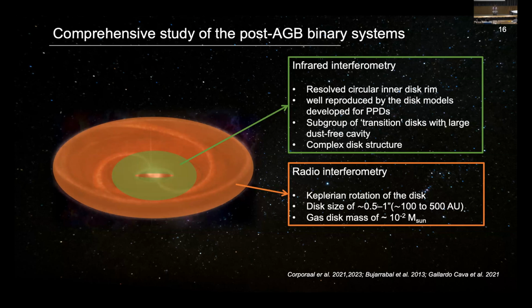And coming to radio interferometric observations, they show us the dust emission as well as gas emission further away from the central binary. So we see the more extended disk structure. And these studies have revealed that post-AGB circumbinary disks exhibit Keplerian and sub-Keplerian rotation. They also have a typical angular size of around 1 arcsecond. And moreover, radio interferometric observations allowed us to directly measure the gas mass of the disk, of around 10 to the power minus 2 of a solar mass.